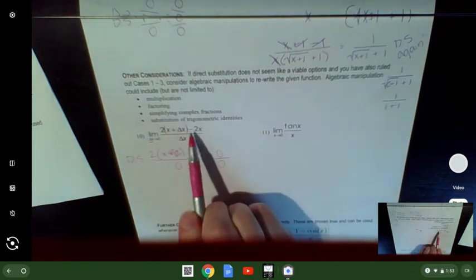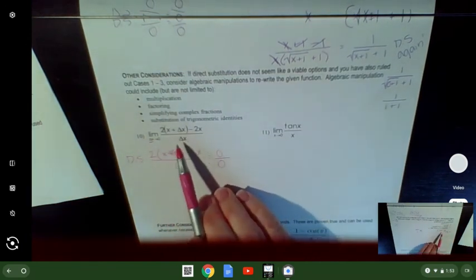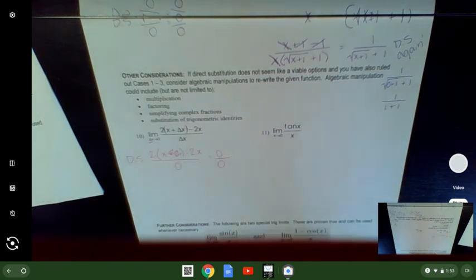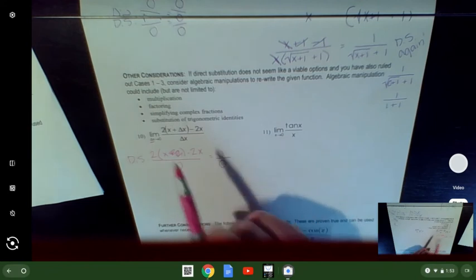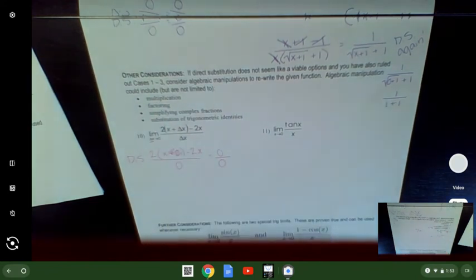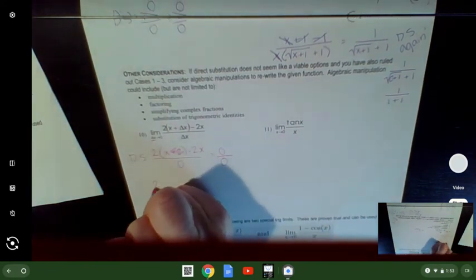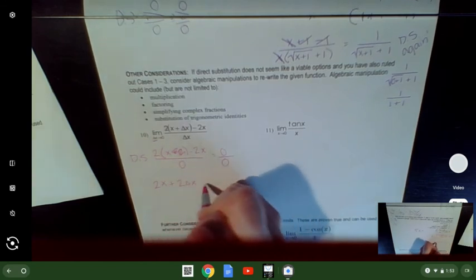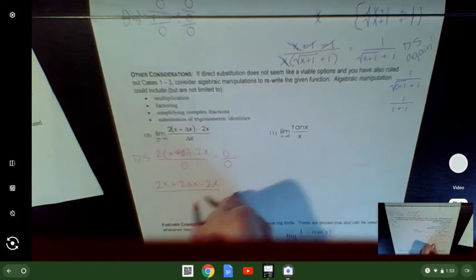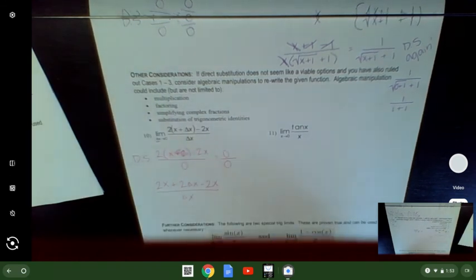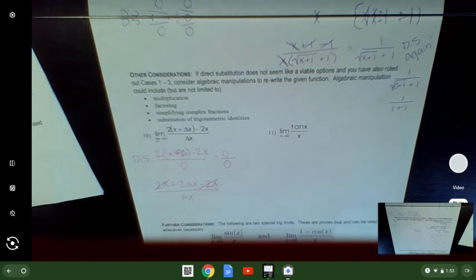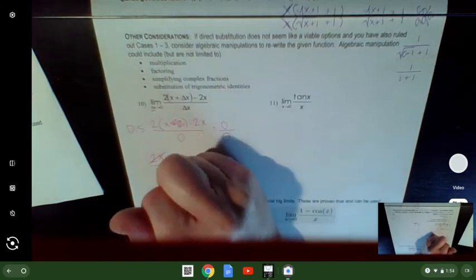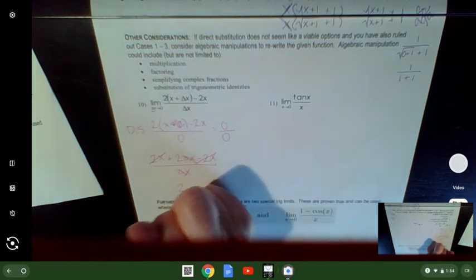Now, in this case, I don't have anything to factor and cancel. I have no rationalizing to take place. There's no rationalizing needed. I have no square roots. But don't forget the basic steps. Multiplication. Notice that 2 we can distribute. So I'm going to distribute that 2, which gives us 2x plus 2 delta x minus 2x over delta x. 2x minus 2x gone. 2 delta x over delta x. Those delta x's cancel, and we are just left with 2.